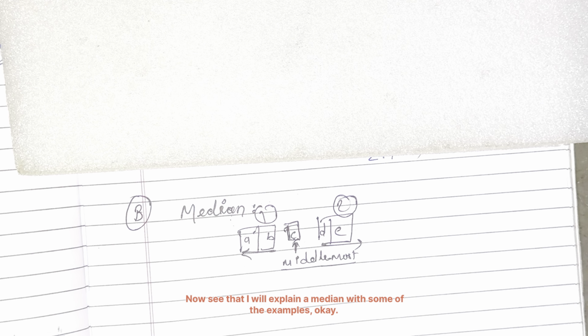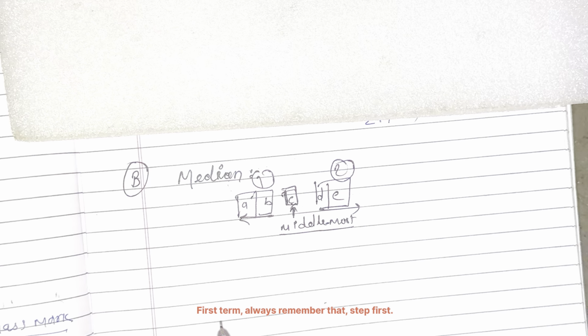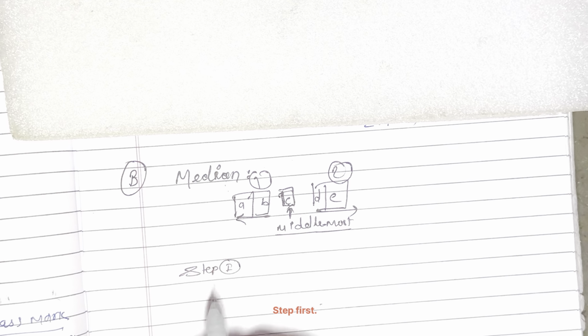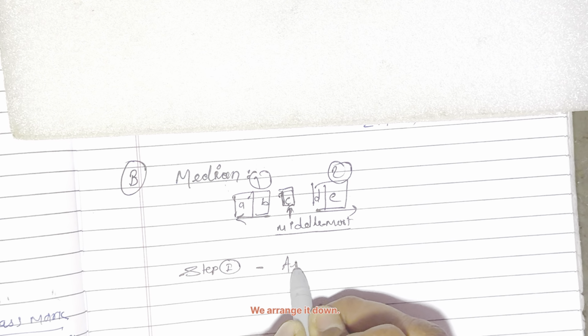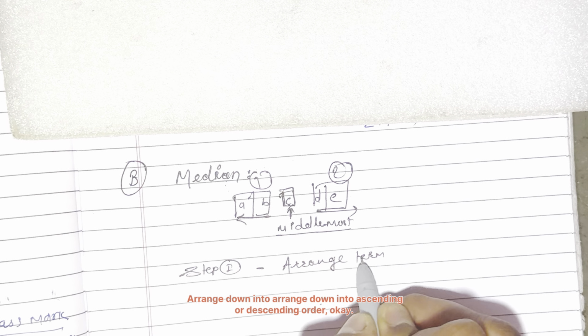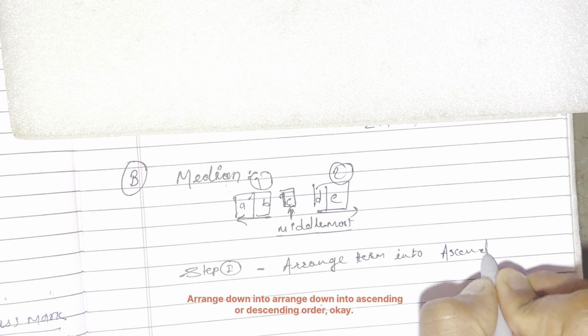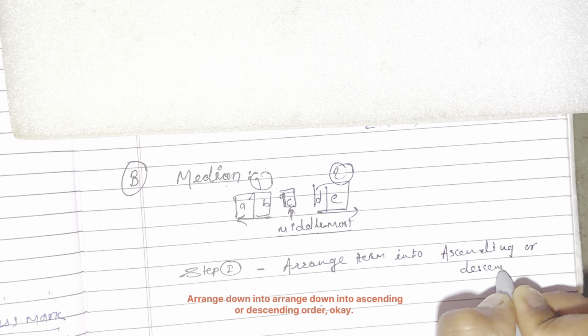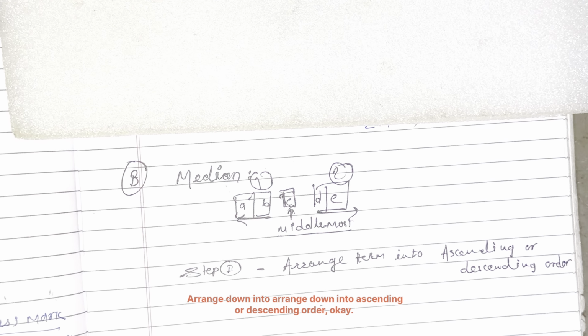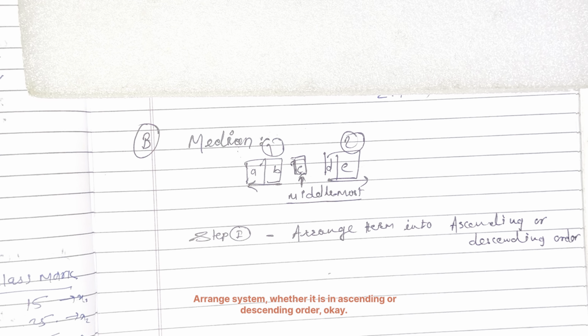Now I will explain the median with some examples. Always remember step one: we arrange the terms into ascending or descending order. That means you don't take the median of raw data directly; arrange it in ascending or descending order first. Now let's go for the data.